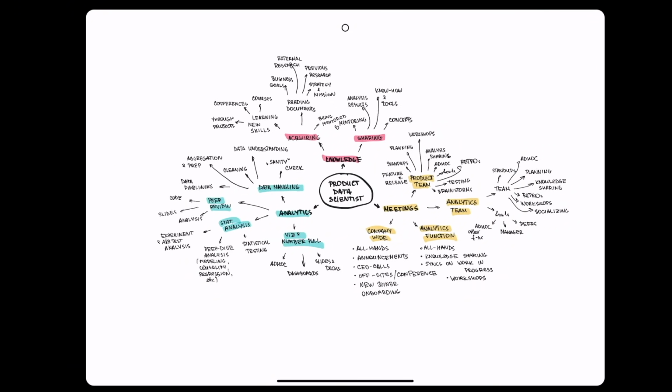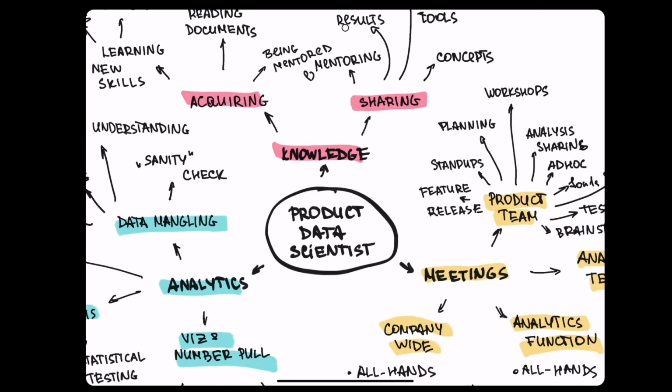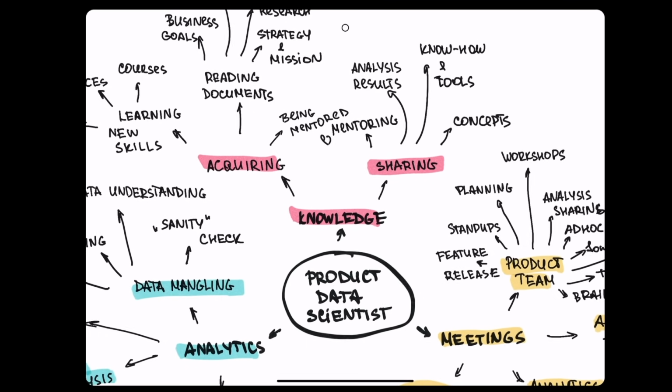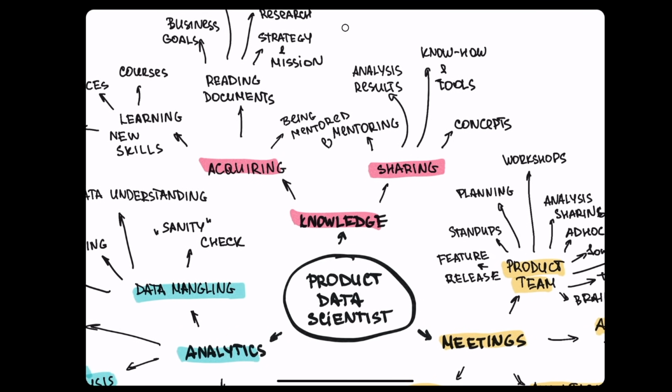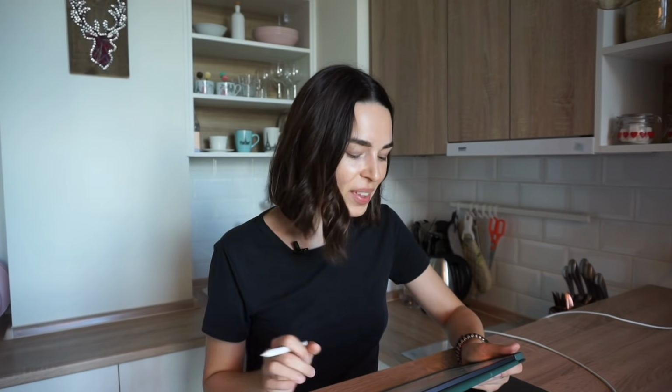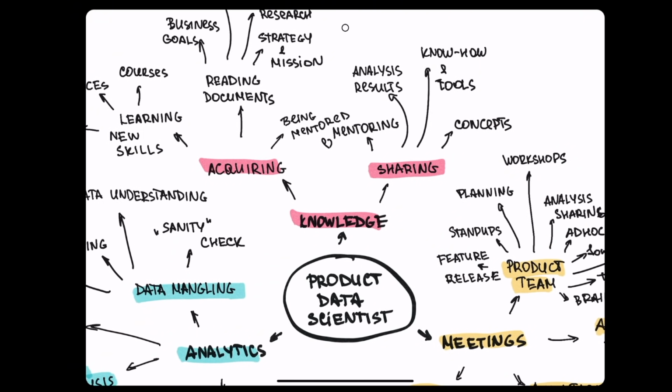I defined three main categories of work that I mostly do, and I think most of my peers as well. Those are knowledge related category, meetings, because meetings is honestly a really big category, and it can grow if you're not paying attention and if you're not saying no enough. And analytics, which is the core analytical work, which is usually what you think of as data science work.